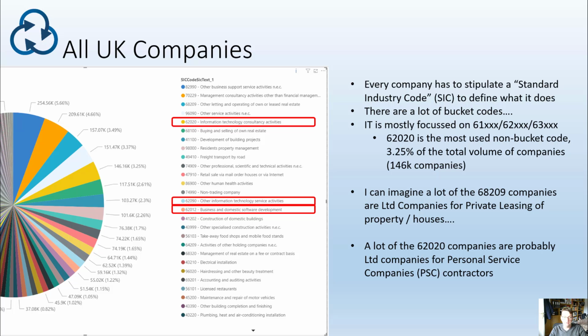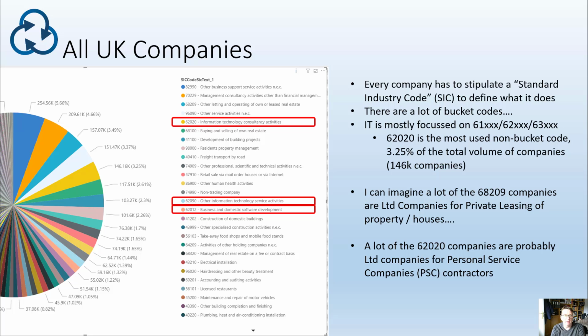So about 146,000 companies are IT consultancy activities, such as embedded IT. And I think the reason this is quite a large number is because there are a lot of what are known as personal service companies. So people who are individual contractors who've started limited companies for the purposes of engaging with clients to provide contracting services. That doesn't necessarily mean they're an IT company or a business that does IT. It's more at an individual level. So one of the problems I've had to get my head around is how you filter out some of those companies from the work that I'm doing.